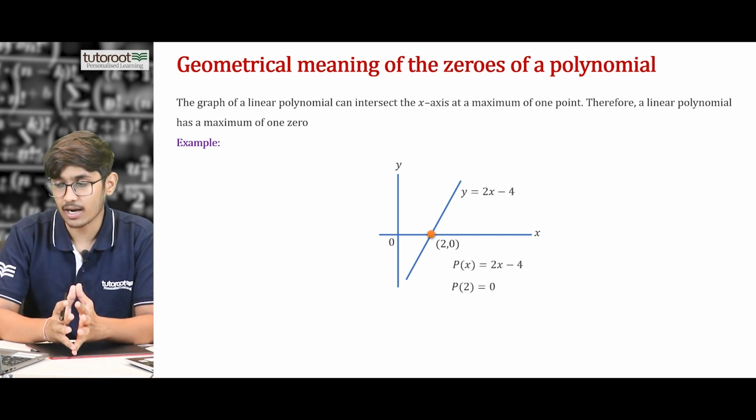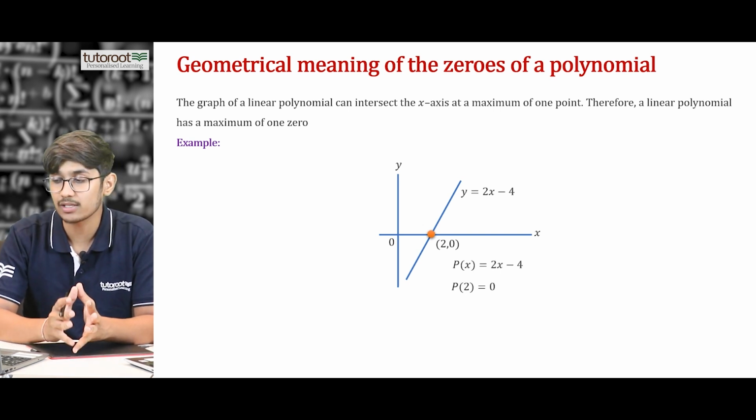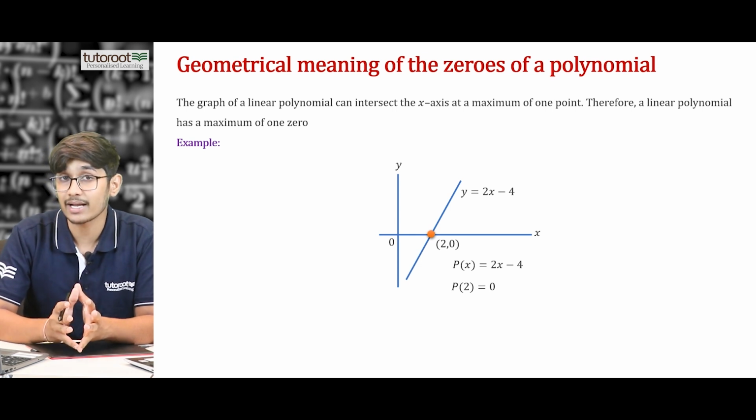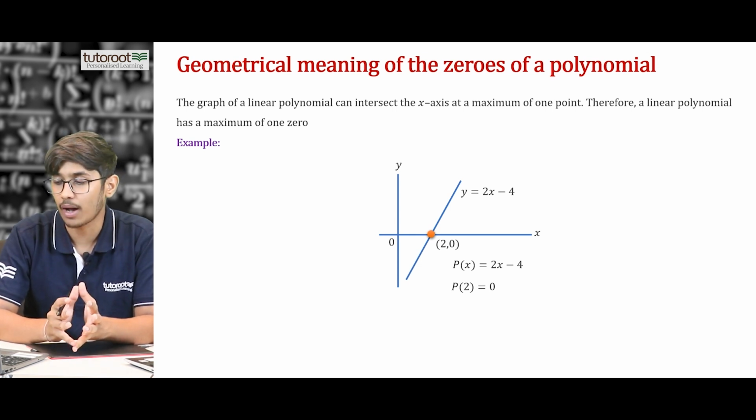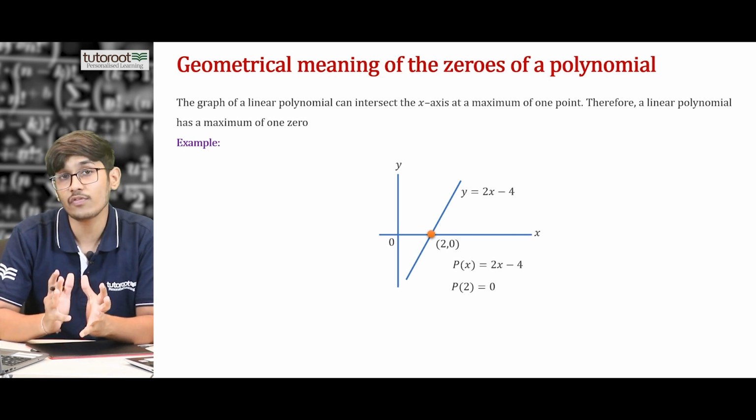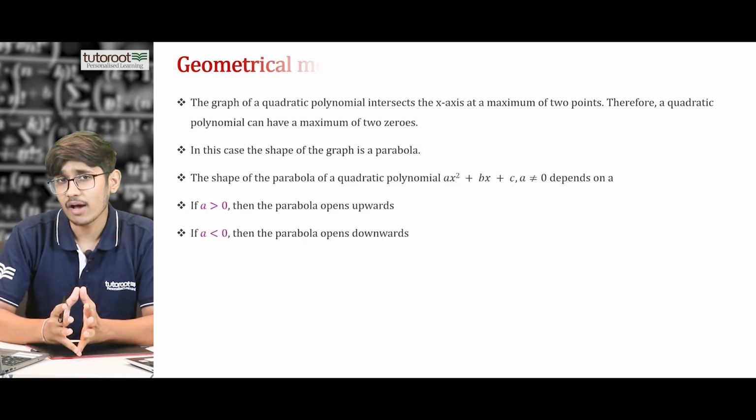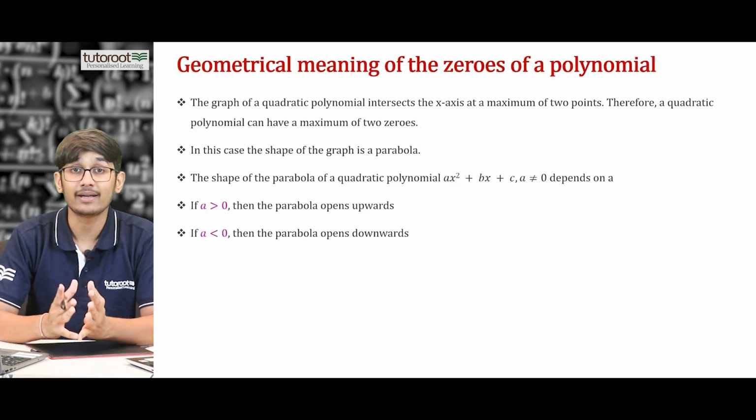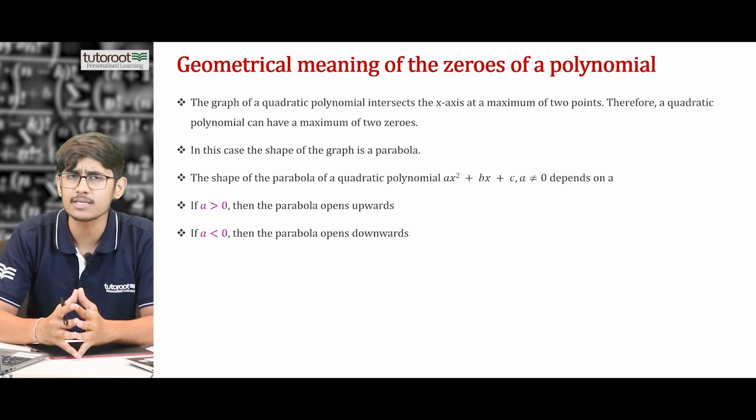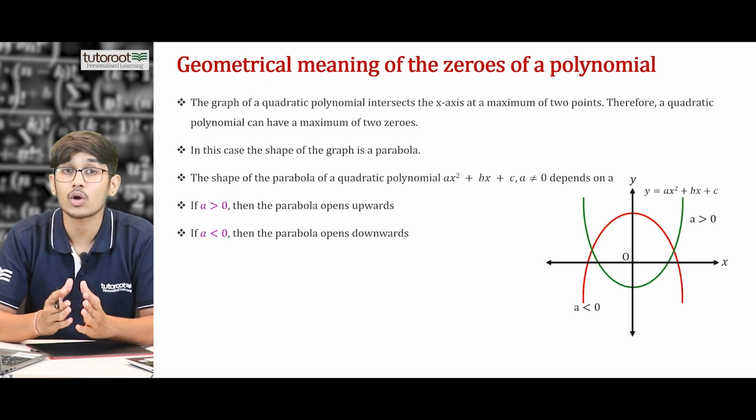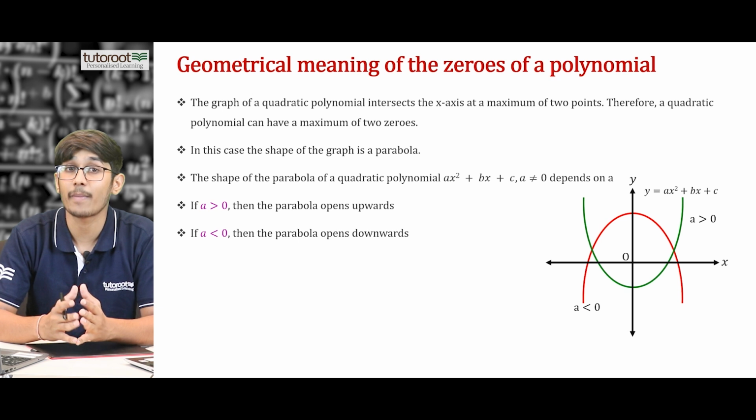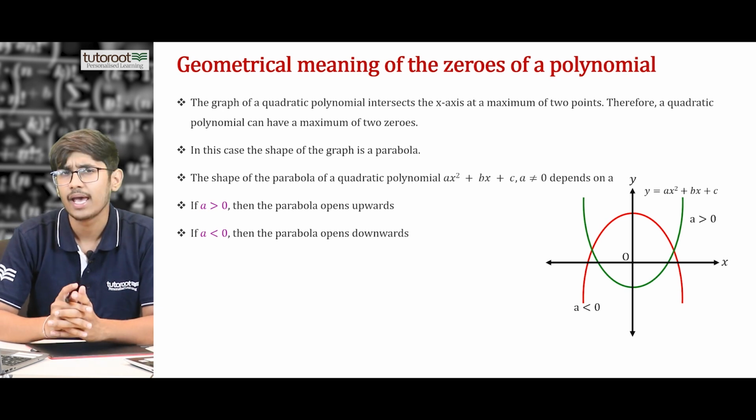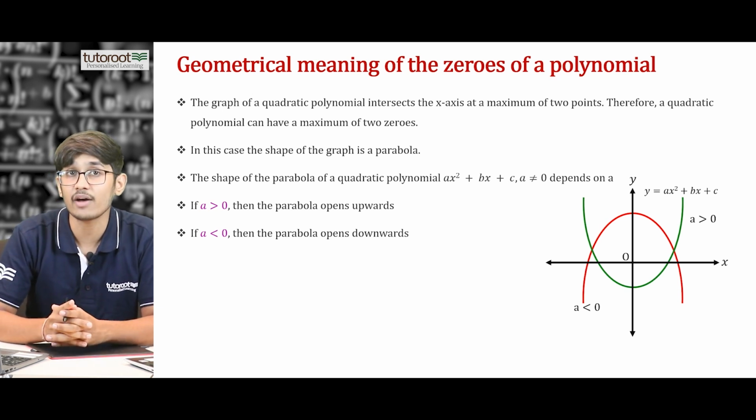As you can see, the graph of y equals 2x minus 4 is intersecting the x-axis at (2, 0). So, p of x equals 2x minus 4 and p of 2 equals 0. The graph of a quadratic polynomial intersects the x-axis at a maximum of 2 points. Therefore, a quadratic polynomial can have a maximum of 2 zeros. In this case, the shape of the graph is a parabola.